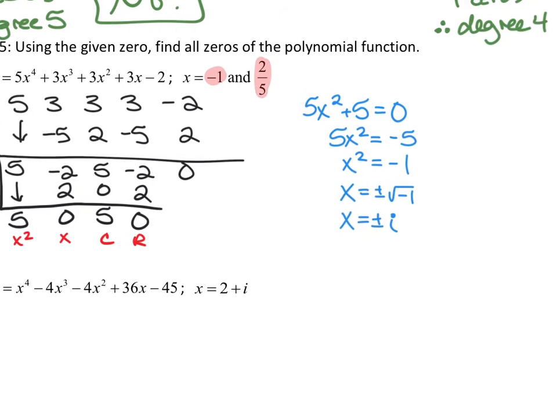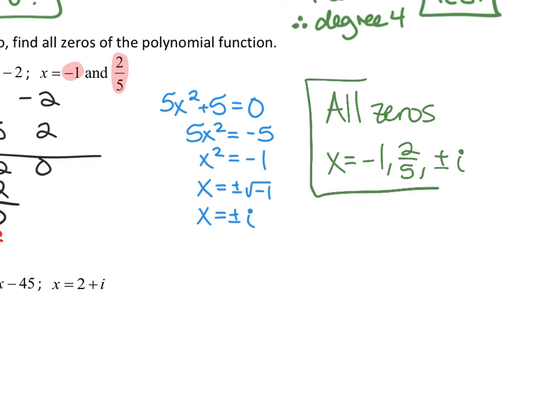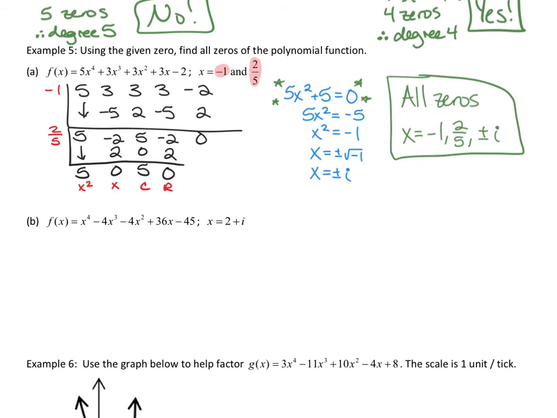Which means if we were to find all of the zeros of this function, all of the zeros are negative 1 and 2/5, which were given to me, but then also plus or minus i. So not only am I getting down to that irreducible quadratic factor, I actually have to solve that irreducible quadratic factor for its solution or its zeros to include those two. They always come in pairs if you have an imaginary solution, as part of my zeros for the polynomial function.